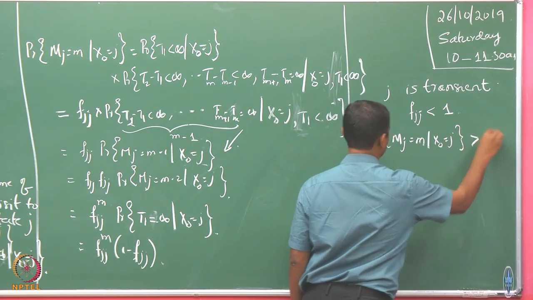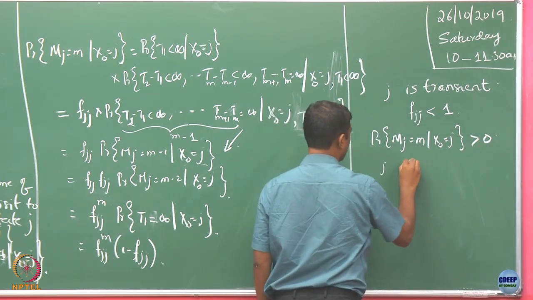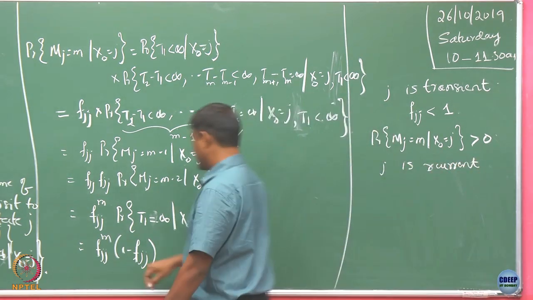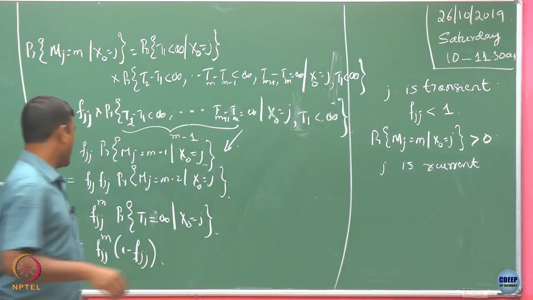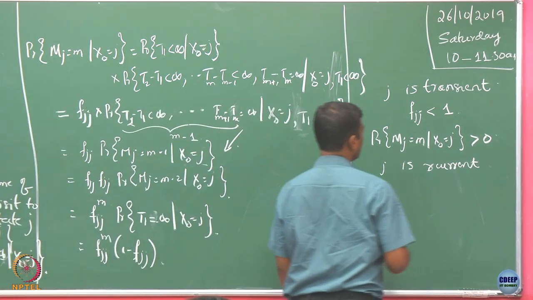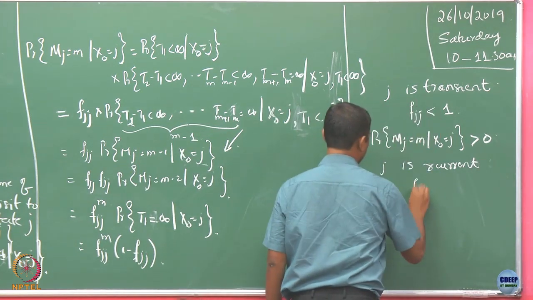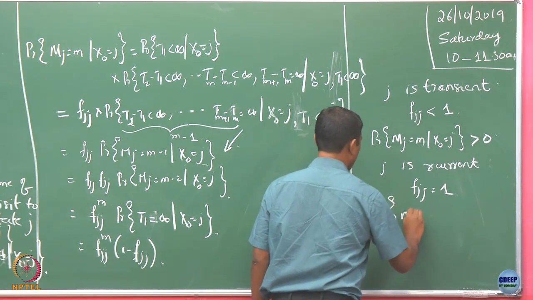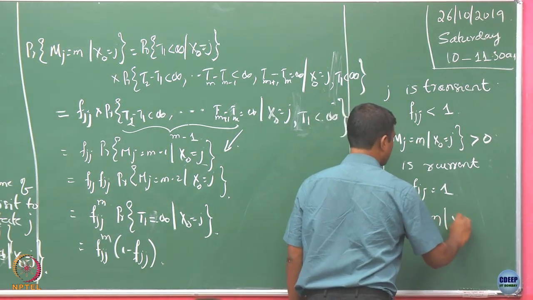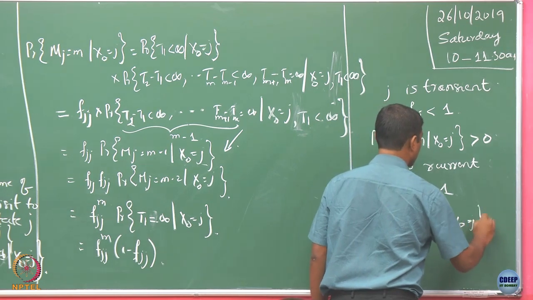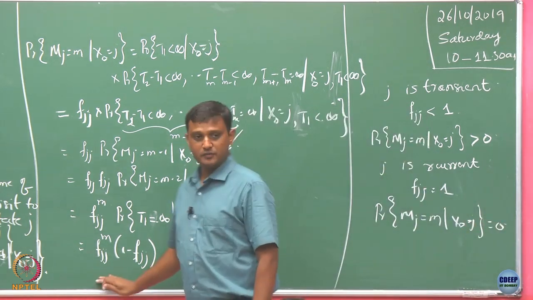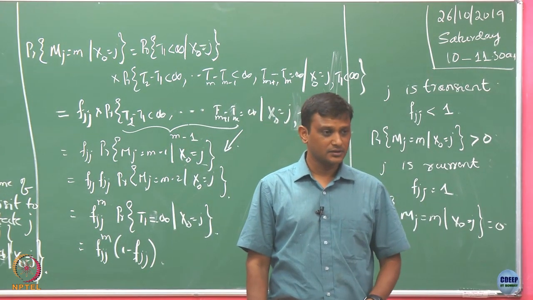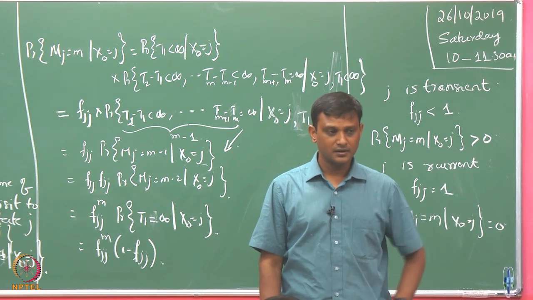Now suppose j is recurrent. What is this quantity, fjj, going to be? 1, and what is this quantity going to be? In that case fjj is equal to 1 and my probability is going to be 0. So, does this make sense? Do you expect this probability to be 0 for a recurrent case? Why?